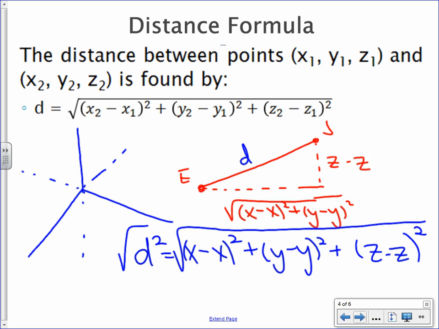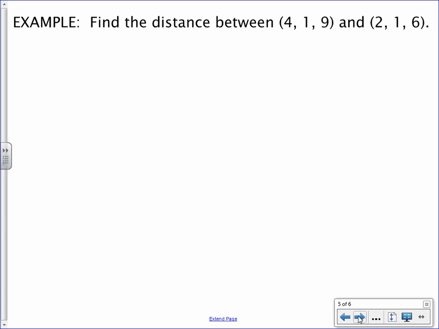Alright, so let's do an example. Okay, this is not something that I expect you to regurgitate, but this is something that I wanted to show you why it works. I didn't want you to just take it and go with it. Let's understand why. Okay? So here we have 2 points. Let's find the distance between them.